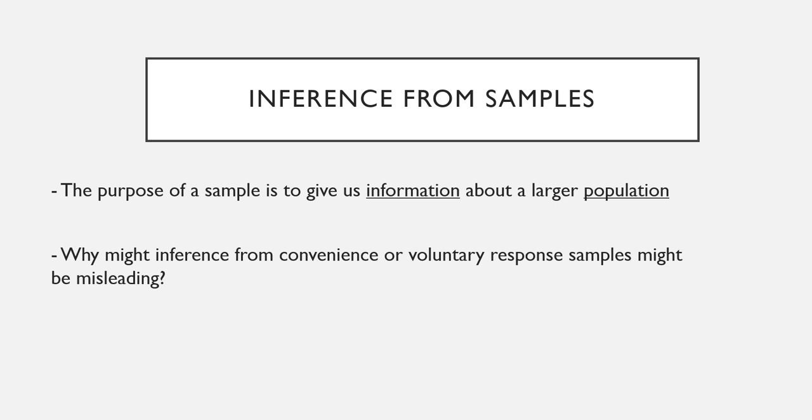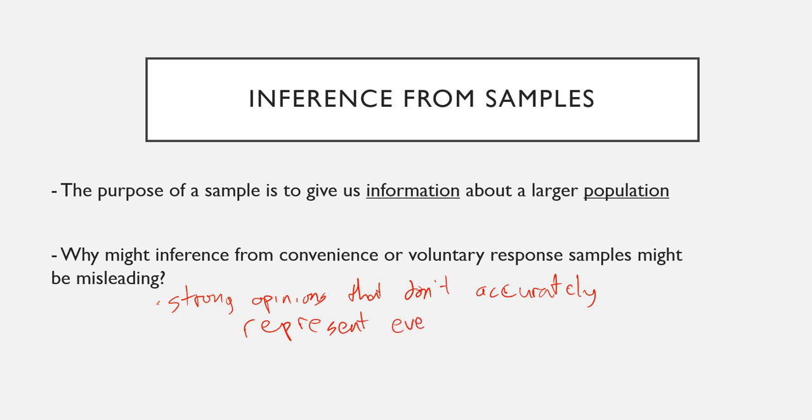All right, so our goal here is what do we do with it once we've collected data? And the purpose of this sample is to give us information about a larger population. So if you think about, again, convenience or voluntary response samples, they might be misleading. One, you probably get strong opinions that aren't representative, that don't fully or accurately present everyone in the population. And you're certain, whatever that population of interest. I'm going to keep using that term.